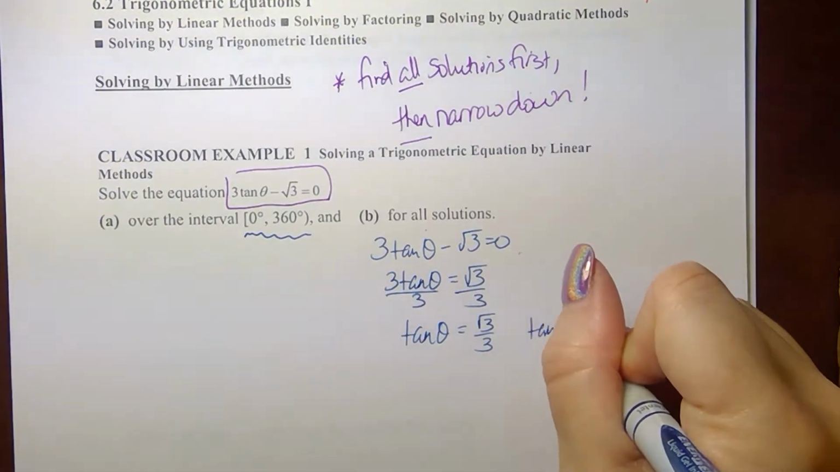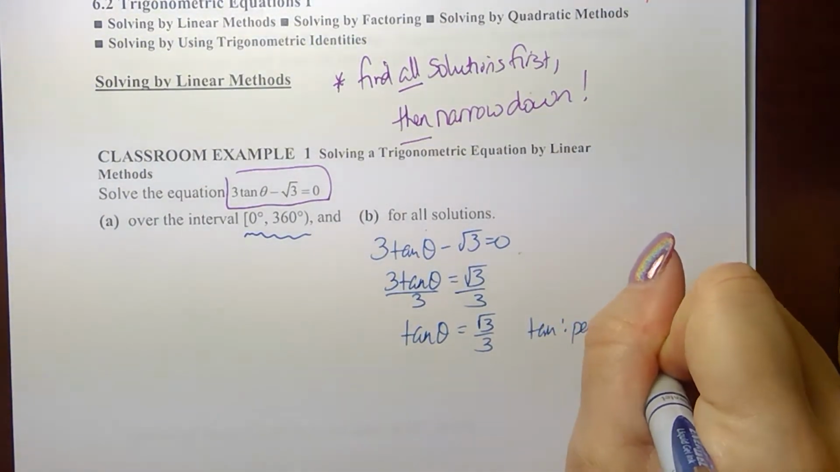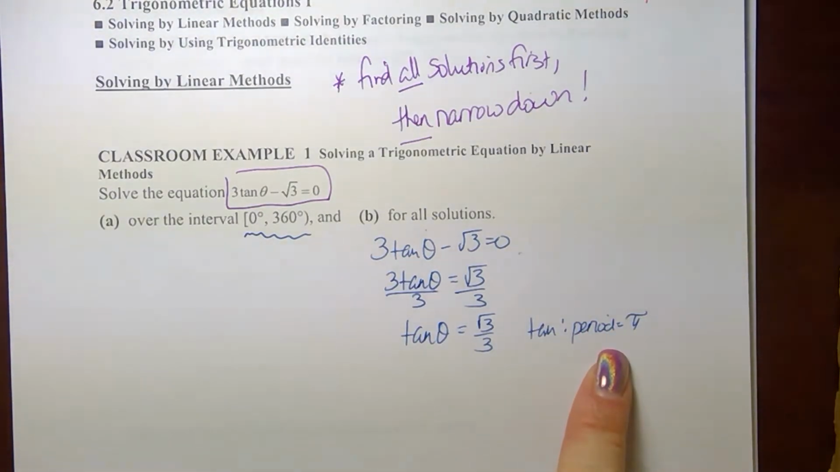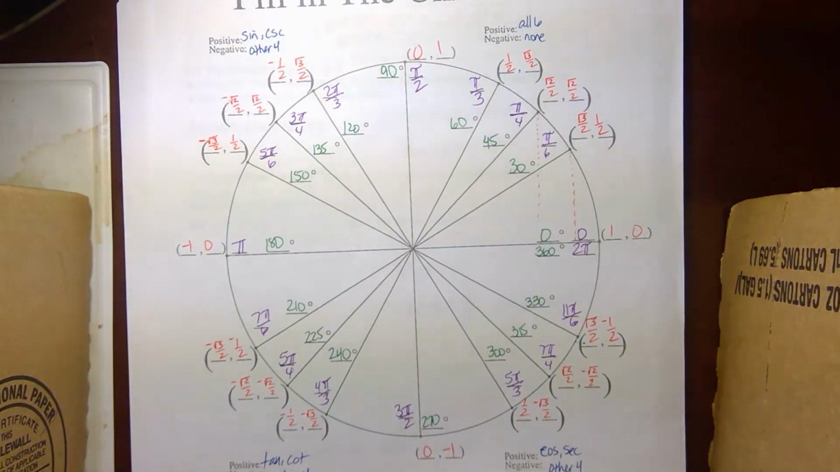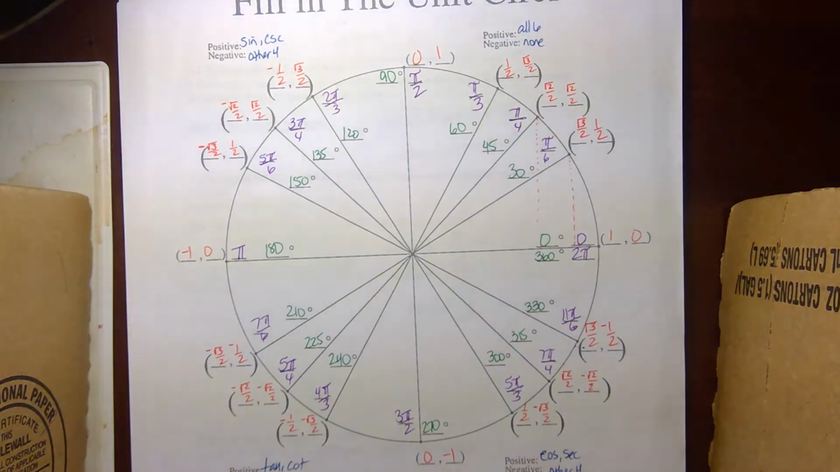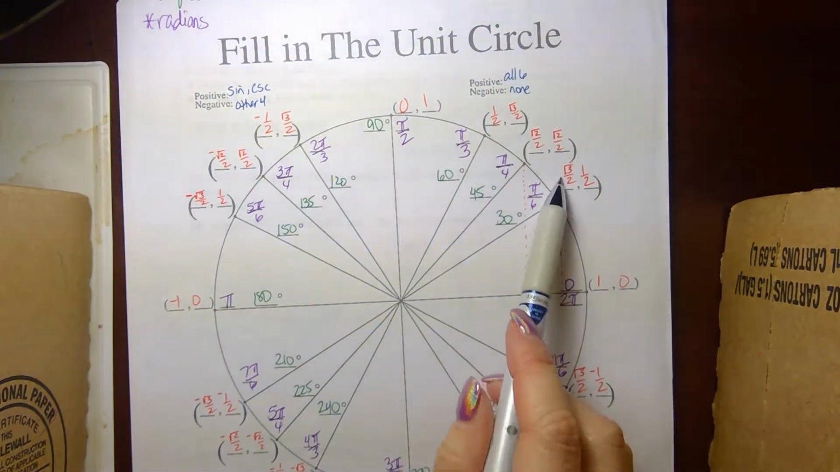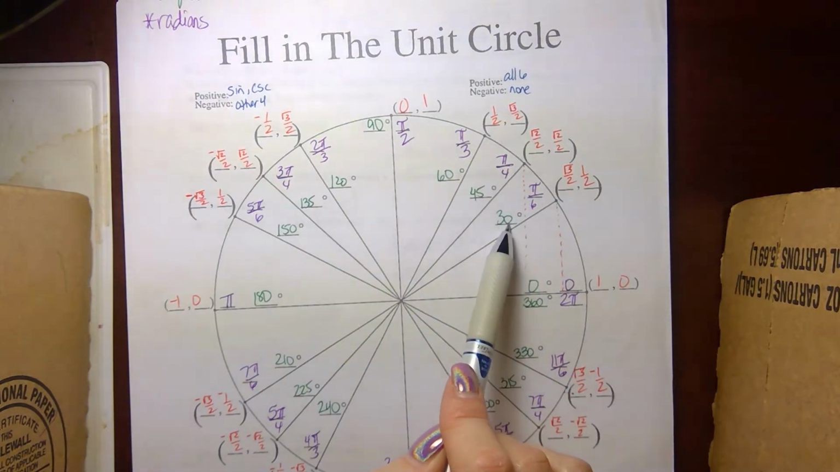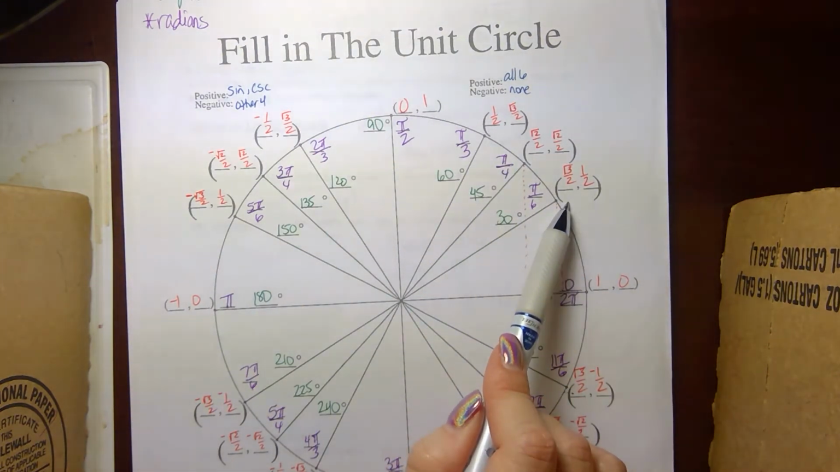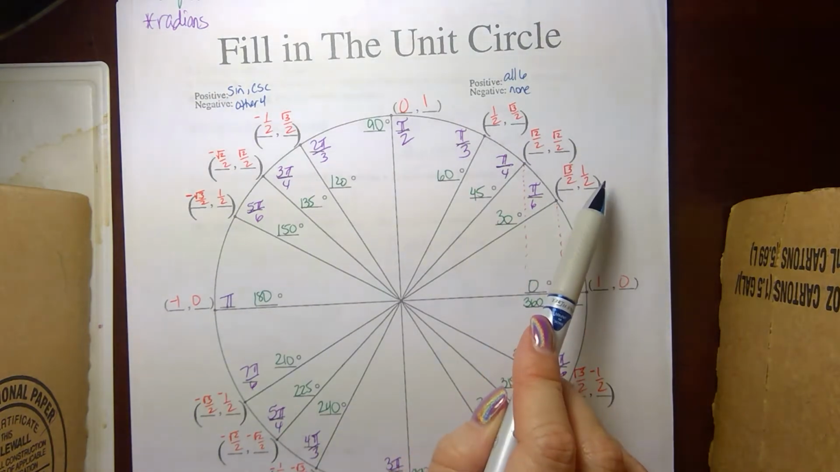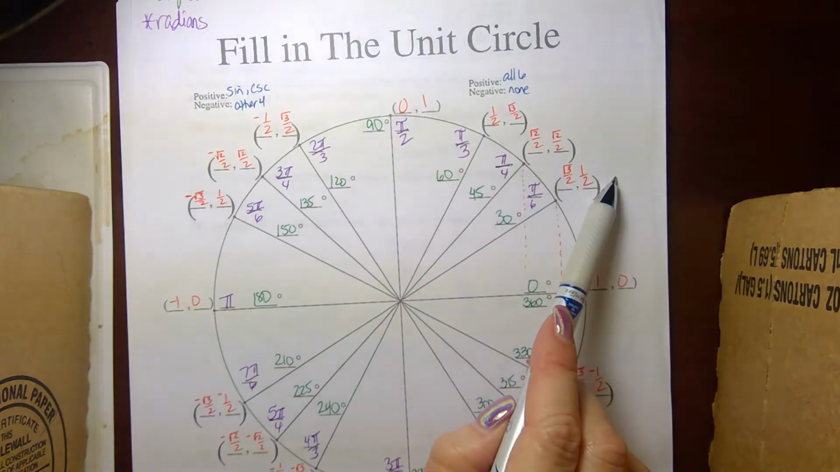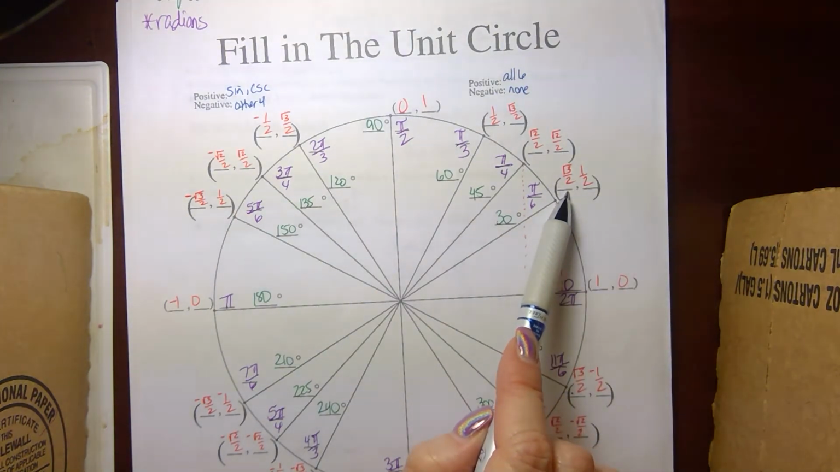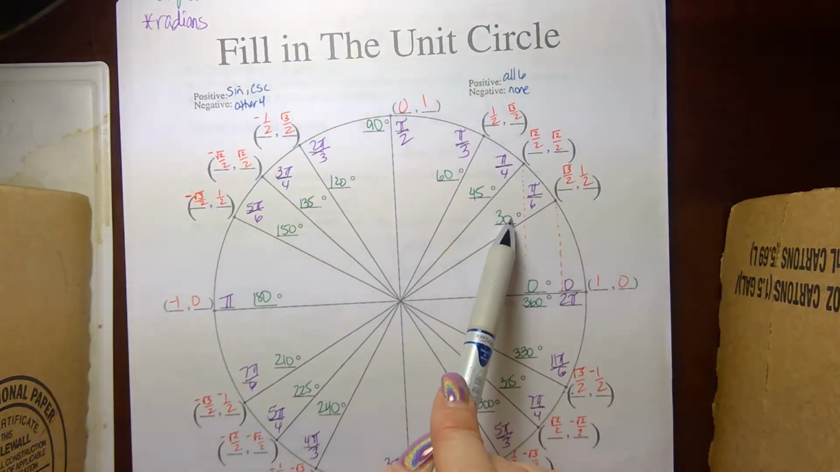Well, remember that tangent has a period of pi. So I don't need to list every single angle whose tangent function value is square root 3 over 3 on the unit circle. I just have to figure out where the first one is. If I look in quadrant 1, because tangent is positive in quadrant 1, 30 degrees has a tangent function value of square root 3 over 3 because tangent is sine over cosine. And if I set it up 1/2 over square root 3 over 2 and simplify, I get square root 3 over 3. So my starting point is 30 degrees.